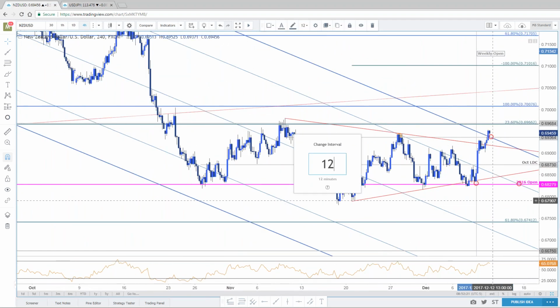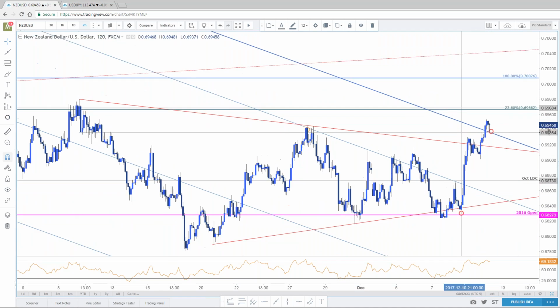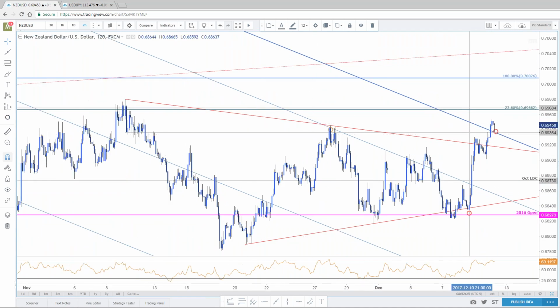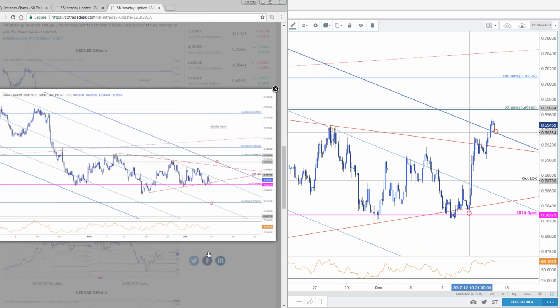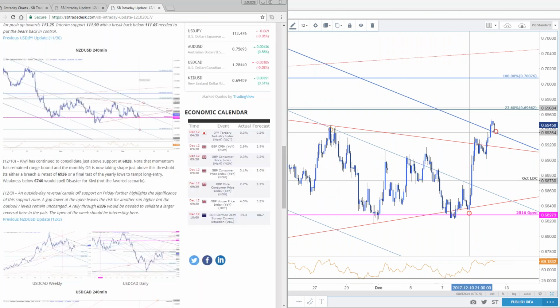Here's the 120s to give you a quick look. And again, no change to any of those levels from Sunday's update. Last but not least from that same update was dollar CAD. And here's what dollar CAD looked like to start the week.